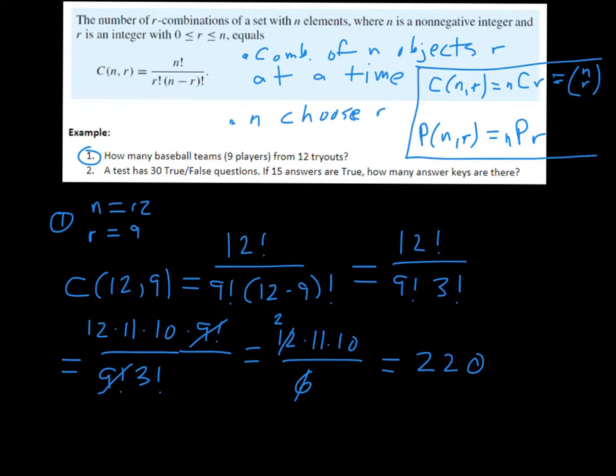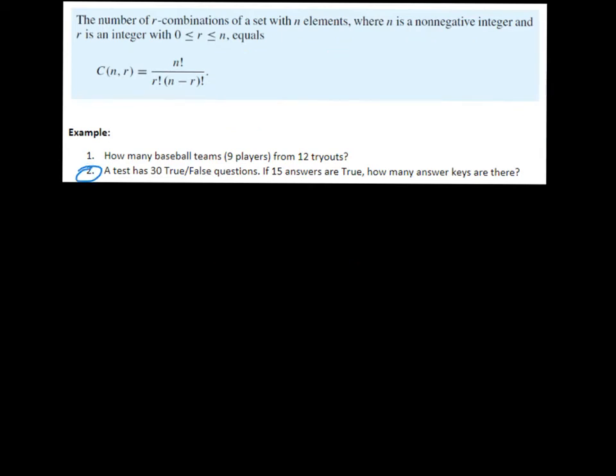All right, let's look at the next example. So for this example 2, a test has 30 true-false questions. So I have a test with 30 questions, and 15 of them are going to be true. So how many possible answer keys could there be? Well, I have 30 objects, which in this case are true-false questions, and all I know about them is that exactly 15 of them are true. So 30 test questions, 15 are true. So what I'm doing is I have 30 objects and I'm choosing 15 of them. And that'll give me how many answer keys there are.